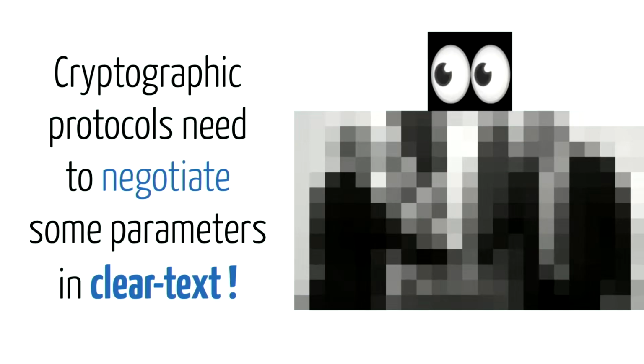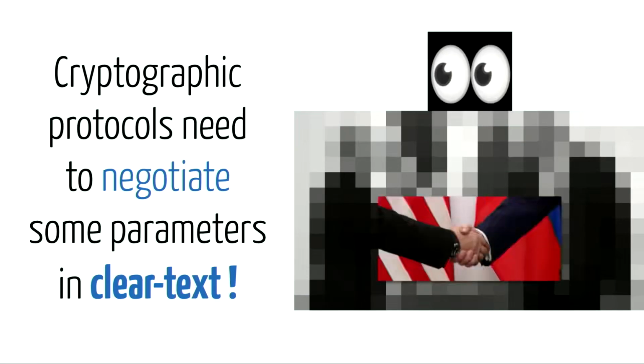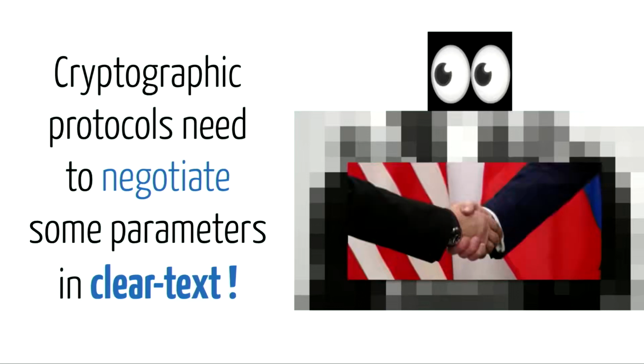Just a quick background. This is the basic concept you need to know to understand this talk. Cryptographic protocols need to negotiate some parameters and attributes in clear text. Let me try to explain it in another way, hopefully easier. Assume this is encrypted traffic. We can't really see anything, we don't know what's happening, but we can see the handshake here. And by looking at the handshake, we can probably guess it's right, frog and Toad eating cookies.